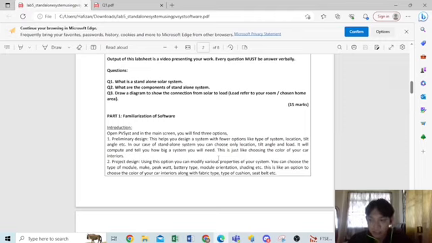Next is electrical wiring. The solar panel, charge controller, battery, and inverter are connected by the electrical wiring. And lastly, the mounting structure. Solar panels need to be mounted on a structure that keeps them stable and securely attached to the roof or the ground. Question 3. Draw a diagram to show the connection from the solar to the load.